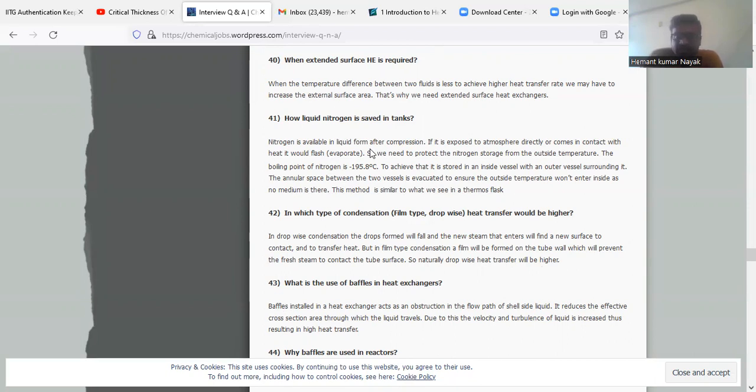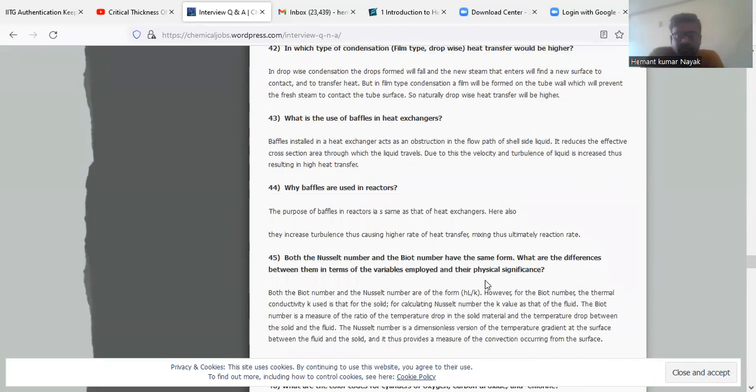Dropwise heat transfer will be higher because drops form and fall, and then the new steam that enters will find a new surface to contact. That's the reason dropwise heat transfer will be more.